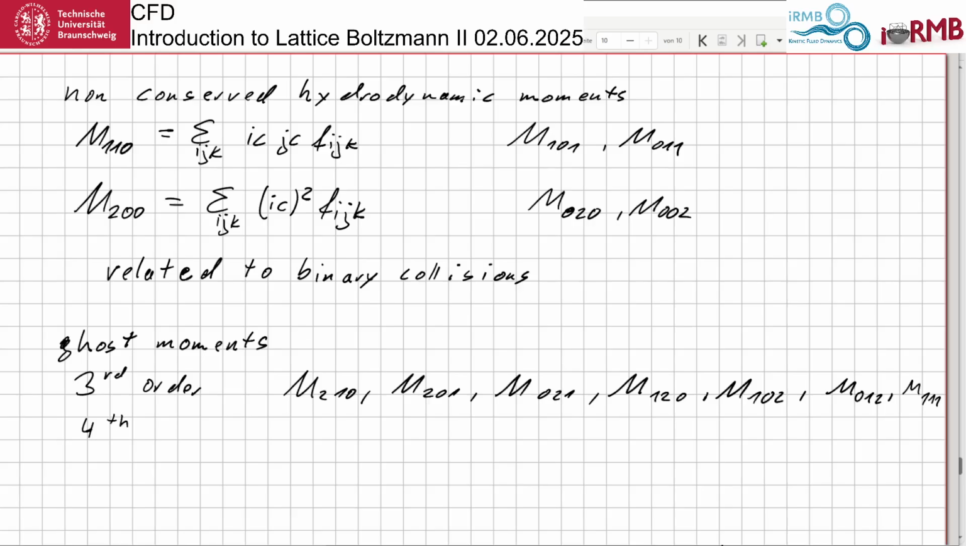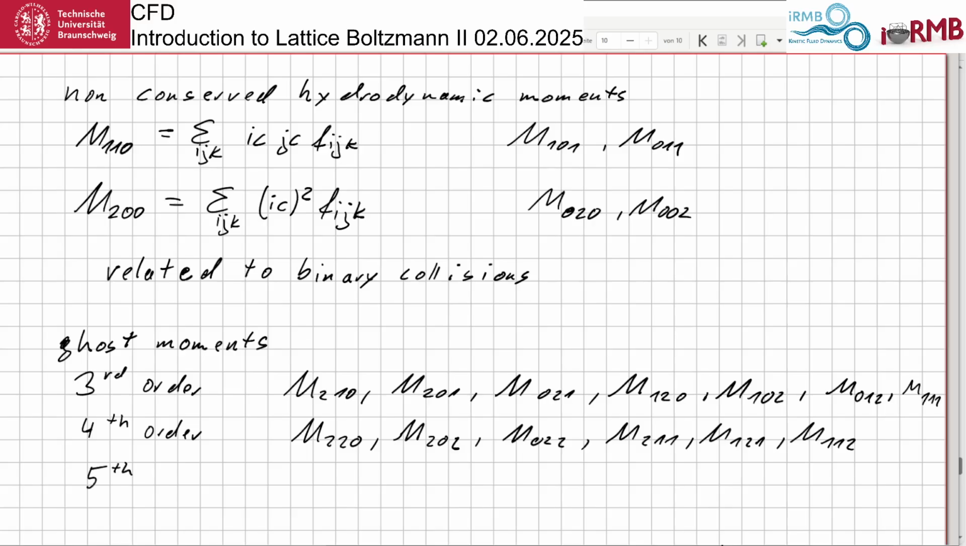And then we have fourth order: M220, M202, M022, M211, M121, M112. So we have only 6. We have fewer, and this is due to our discretization. There are more fourth order moments than third order moments, but we don't have all of them. We come in a minute to why.